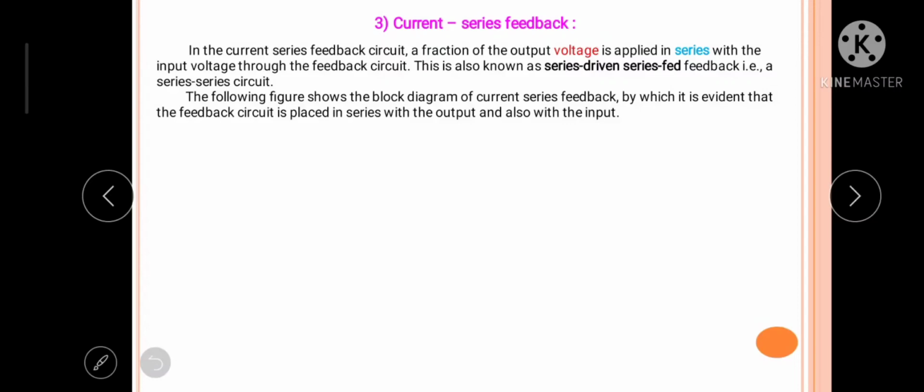Come to the next type, it is current series feedback circuit. As the name indicates, in this type, current is applied in series with the input voltage through the feedback circuit. That's why this is also known as series driven series fed feedback. In short, it is also called series series feedback circuit.